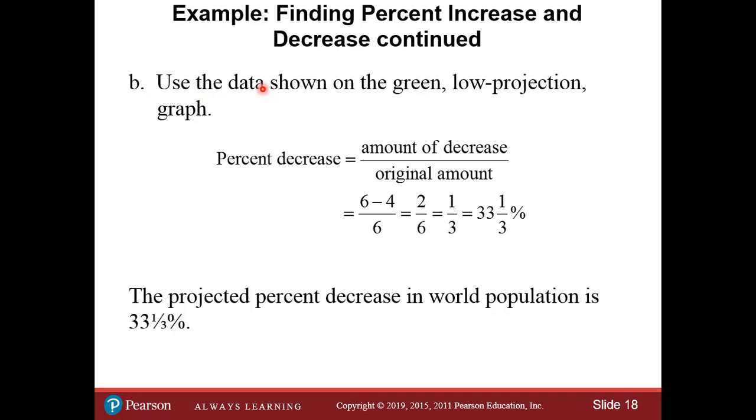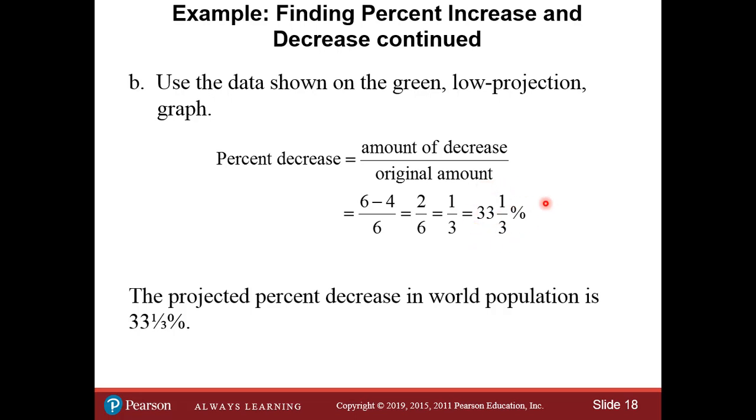B, use the data shown on the green low projection graph. So now we're going to use the low projection graph. So in that case, the percent decrease, again, we use the same thing, final minus initial. Okay, so in this case here, they do the bigger minus the smaller. But remember, this is a decrease, so it should be a negative number. So if you do final minus initial, in this case, you'll get 4 minus 6, you'll get negative 2/6, and then you'll get negative 1/3, which is a negative 33 1/3%, which means a decrease.